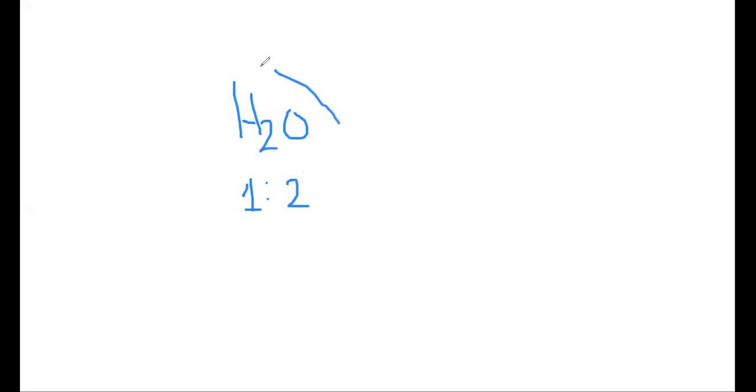Teacher, why don't we put 2 to 1 in the chemical formula? Oxygen to hydrogen is 1 to 2, or as you like. Hydrogen is 2, oxygen is 1. The ratio is 1 to 2 or 2 to 1.